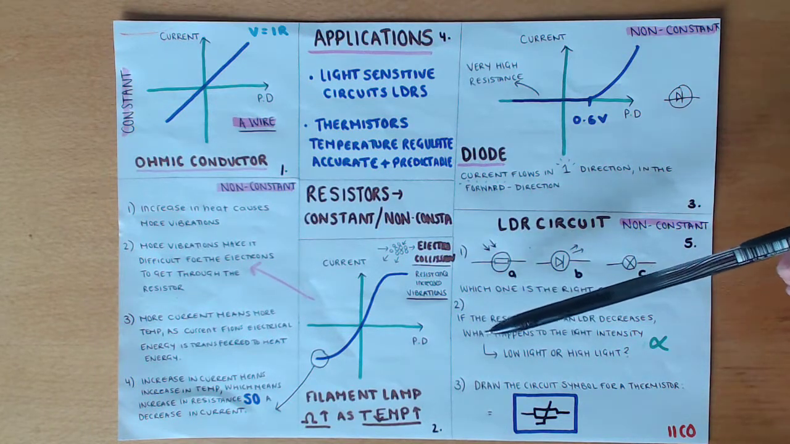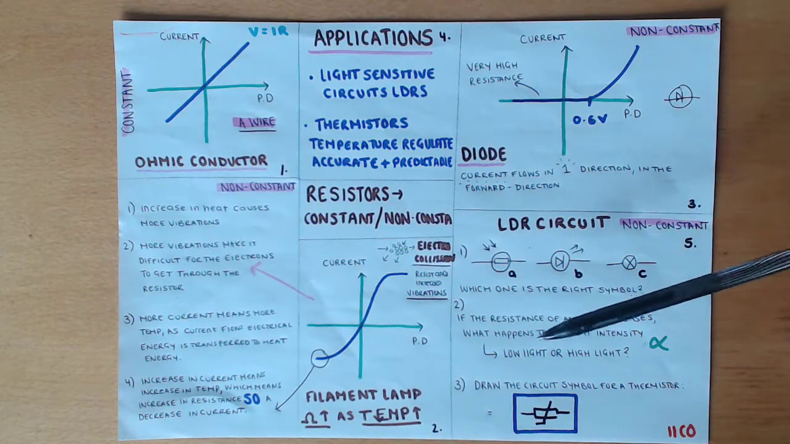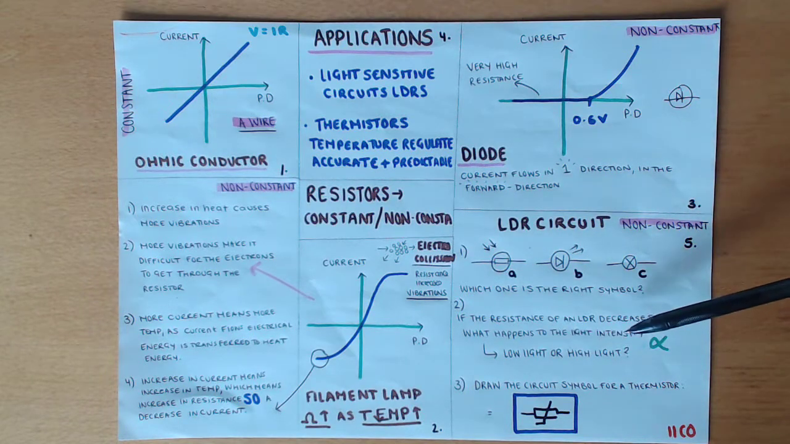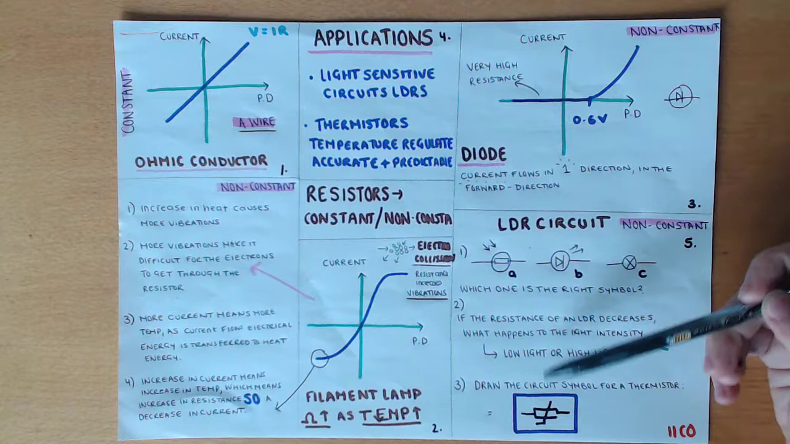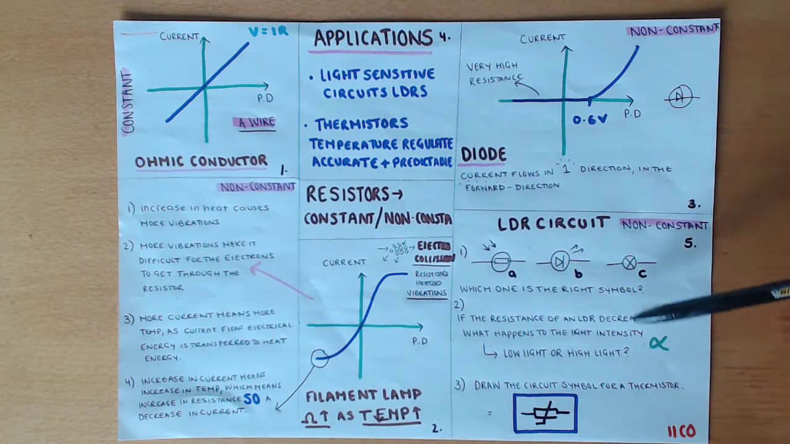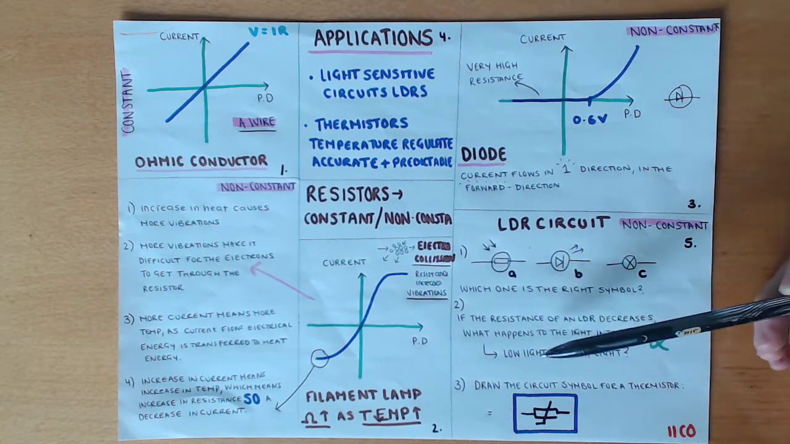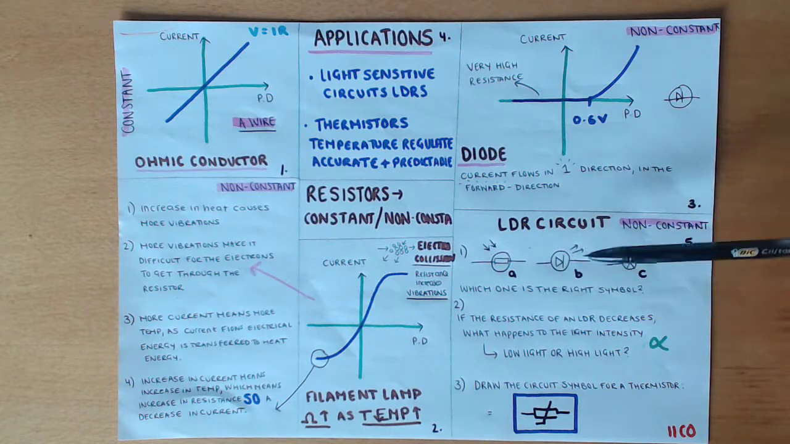Okay, question 2. If the resistance of an LDR decreases, what happens to the light intensity? Will you have low light or will you have high light? Pause the video. Okay, so you're gonna have high light, because remember, when the resistance decreases, the light intensity increases. When the resistance increases, your light intensity will decrease.